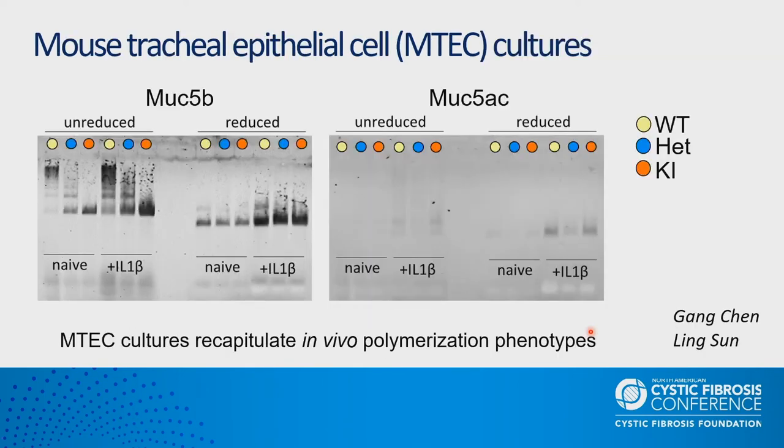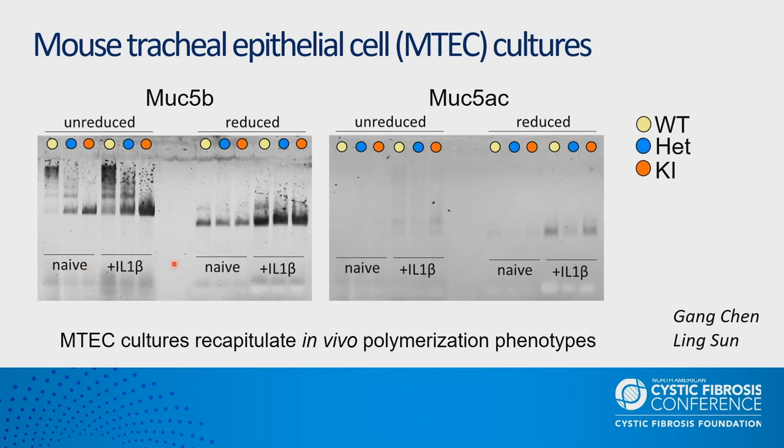A big breakthrough in this experiment was our ability to culture and expand the mouse tracheal epithelial cells. We did that using a modified protocol based on conditionally programmed cell cultures. This method allowed us to culture these mouse tracheal epithelial cells, and we noticed that the polymerization phenotype that we observed in vivo was preserved in vitro. And once you have an in vitro model, you can do everything you want.